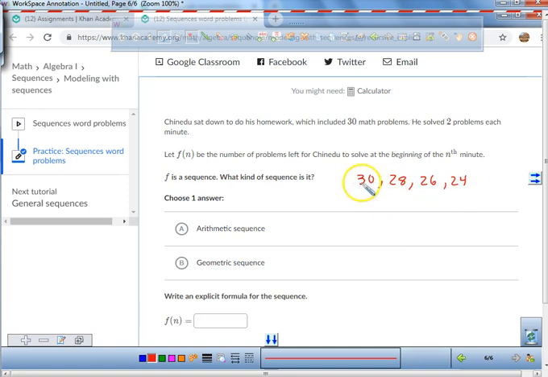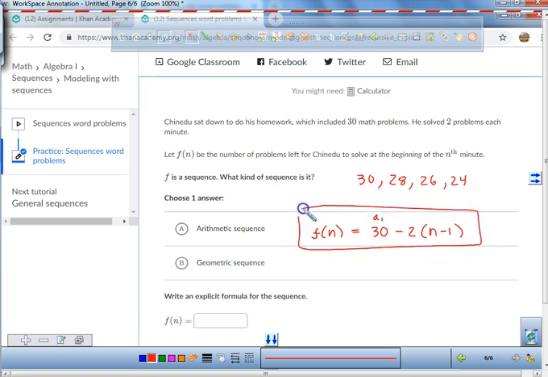So what kind of sequence is this? Is this arithmetic or geometric? Arithmetic, okay? So right now, I'm going to put f of n equals, we're starting at 30, so that's my first term, okay? But we're going to be going down by 2 for every term thereafter, okay? So right here, this is going to be my formula right there, because he's solving 2. So that means how many problems he has left.